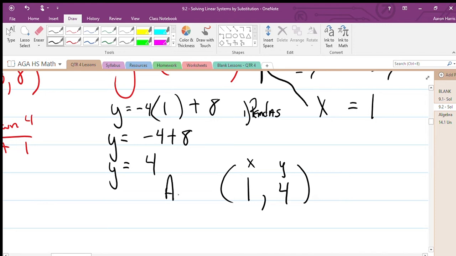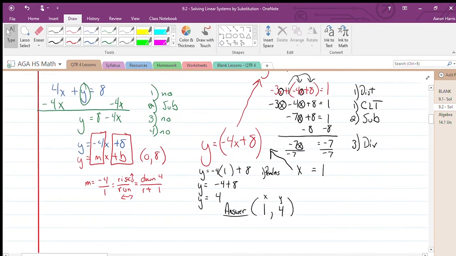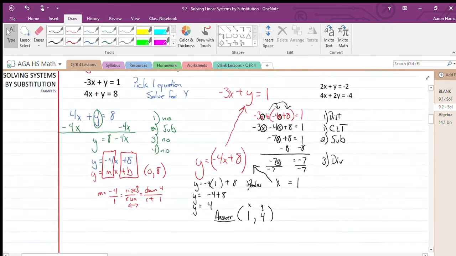And this is my answer. What does my answer mean? Well, I always have to come back to it. This coordinate pair is exactly where those 2 equations, if I graph them, would intersect.